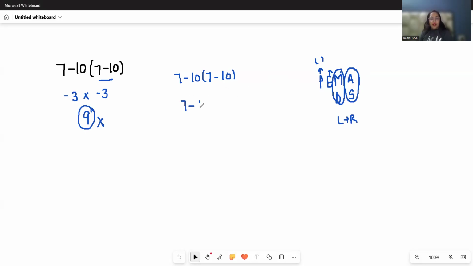So first solve the parenthesis. So write the left out term, 7 minus 10. Here 7 minus 10 is minus 3 and there is a multiplication sign. Now we have two operations, that is subtraction and multiplication. So as per the PEMDAS rule, we have to give priority to multiplication. So minus 10 times minus 3 is plus 30 and 7 plus 30 is 37.